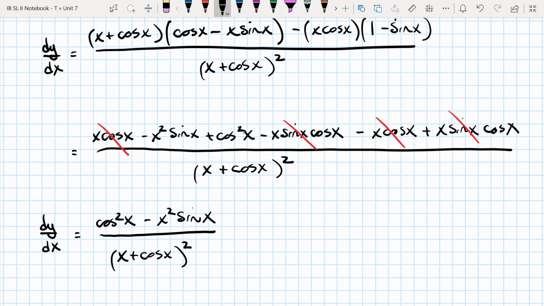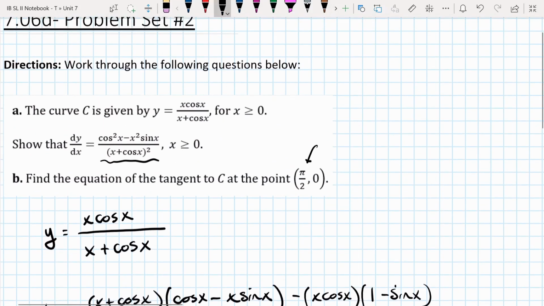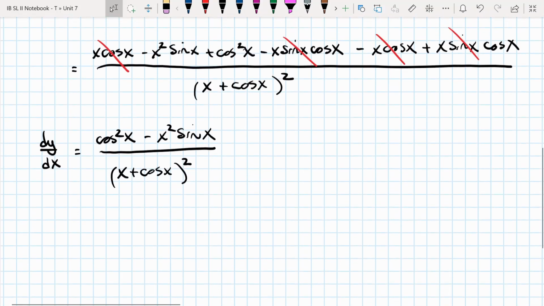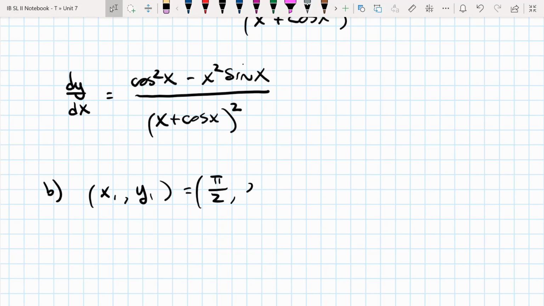Okay? And then to wrap up this question, what we're going to do is find the equation of the tangent line. So that's the derivative. We want to find the equation of the tangent line at this point. Well, this is nice because it's already given us the y value and the x value. So all we need to do here is plug in the x value to find the slope of the function at part B, pi over 2 comma 0. So x1 comma y1 is equal to pi over 2 comma 0.